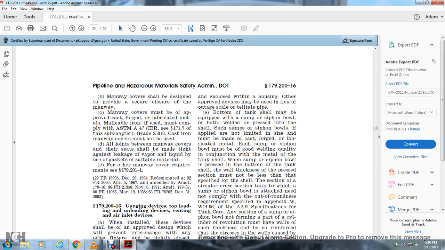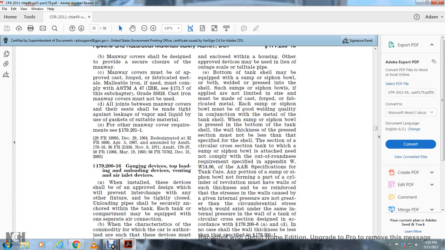Such sumps and siphon bowls, if applied, but not limited to the size, must be made of cast or forged fabricated metal. Each sump and siphon bowl must be of good welding quality in conjunction with the metal of the tank shell. When the sump or siphon bowl is pressed into the bottom of the tank shell, the wall thickness of the pressed section must not be less than that specified for the shell. The section of the circular cross-section tank to which the sump and siphon bowl is attached need not comply with the roundness requirements specified in Appendix W14.06 of the AAR Specifications for Tank Cars.